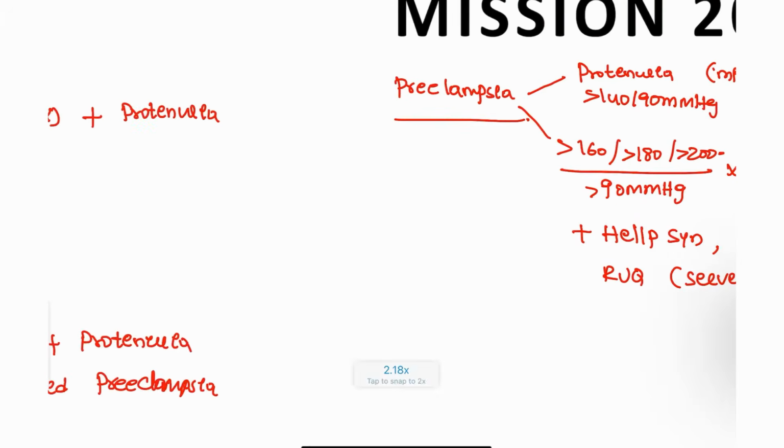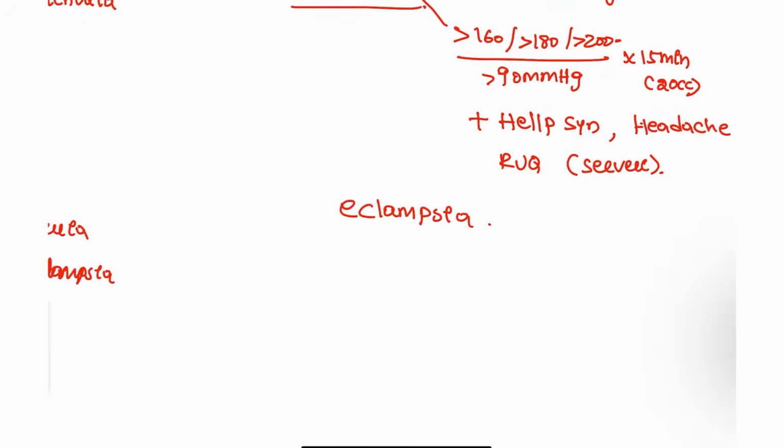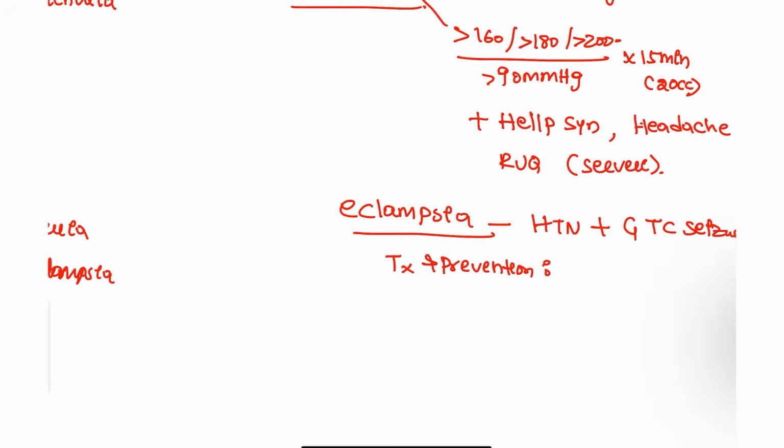Next, what does eclampsia mean? Eclampsia is when the patient has hypertension plus generalized tonic-clonic seizures. And what is the treatment or prevention that we are going to give for this patient? The only thing you are going to give is magnesium sulfate IV. This is the thing that you have to remember.